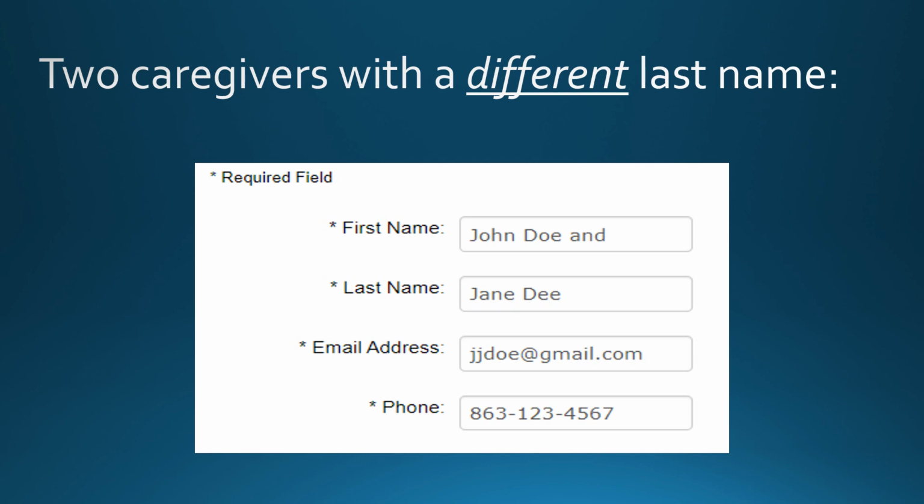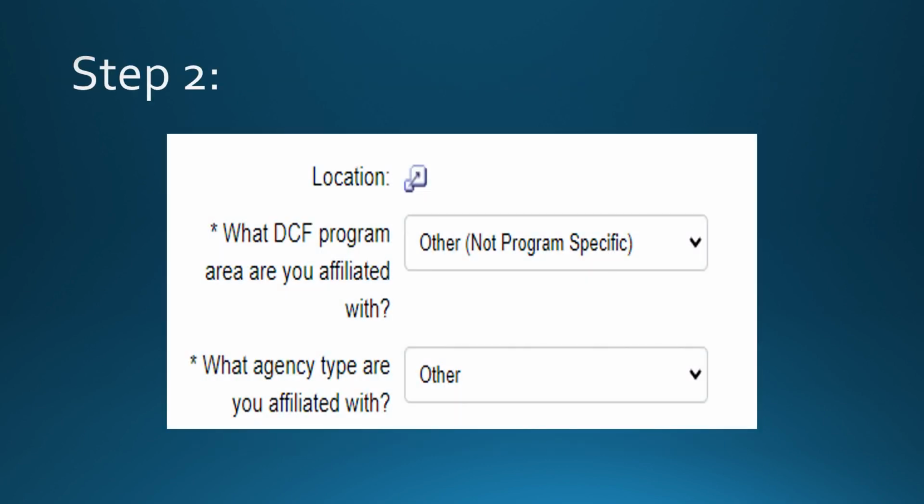If you are creating one account for two caregivers with a different last name, input the first and last name of one caregiver into the first name field, followed by the word "and", then enter the first and last name of the second caregiver into the last name field, as shown. The location section is not a required field. You will simply leave this field blank. For your DCF program affiliation and agency type, you will need to select the other option from the drop-down list, as shown.